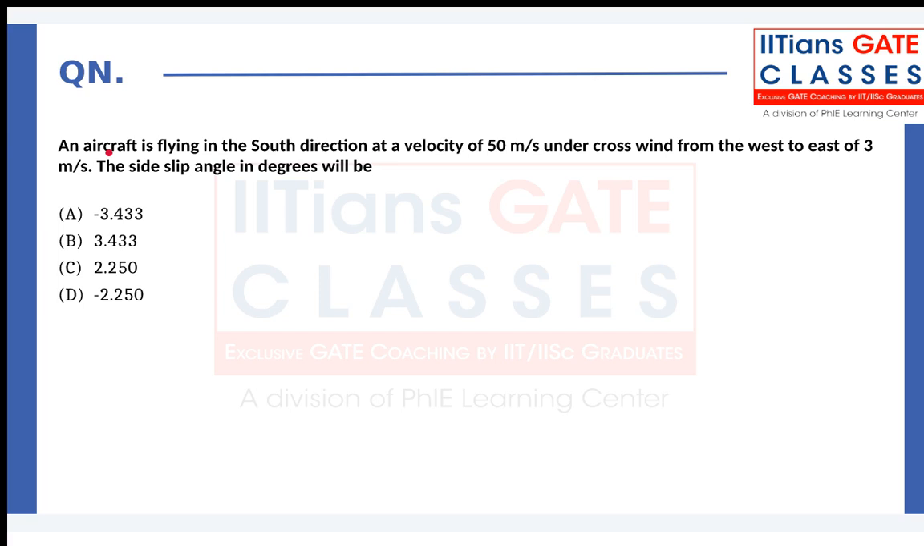Okay. So if the aircraft is flying in the south direction, your initial velocity is in this direction, and your crosswind, they said, is from west to east. So this is your 3 meters per second. This is the relative velocity, VR, and this is your V, which is 50 meters per second. Now if you use the tan beta equation, you get beta to be plus 3.433. Correct? Okay.